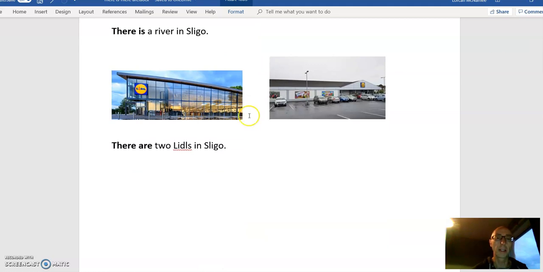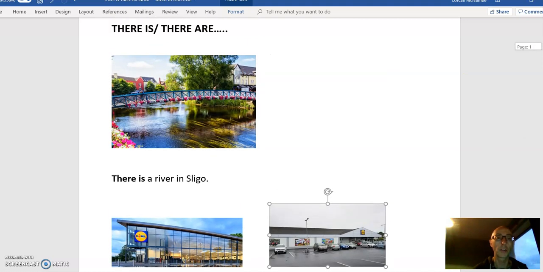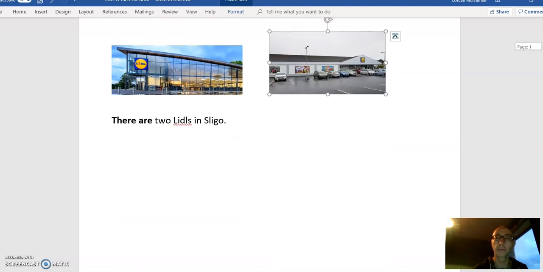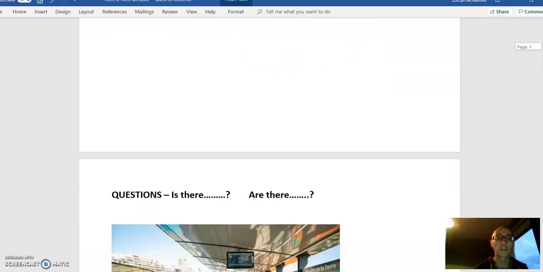There are two Lidls. 1, 2. So because we have two, we have to use there are. There is a river. There are two Lidls. So it's not very complicated, is it?